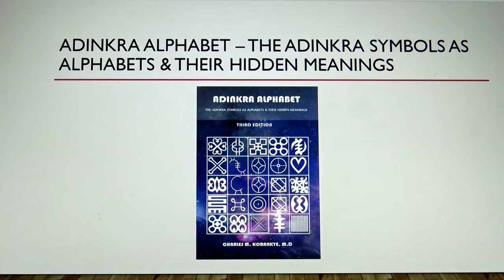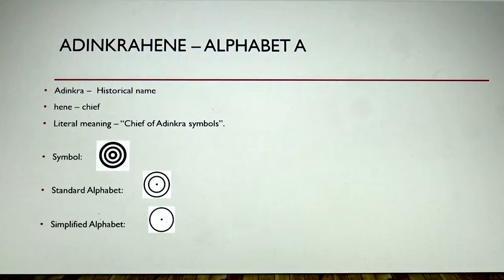This slide shows the front cover of the third edition of Adinkra alphabet, Adinkra symbols as alphabets and their hidden meanings. So the first Adinkra symbol we'll be talking about is Adinkra Hene, and that's assigned to alphabet A. Adinkra is the historical name of Adinkra symbols. Hene means chief. So the literal meaning of this is chief of Adinkra symbols. And this is the Adinkra symbol and these are the alphabets.